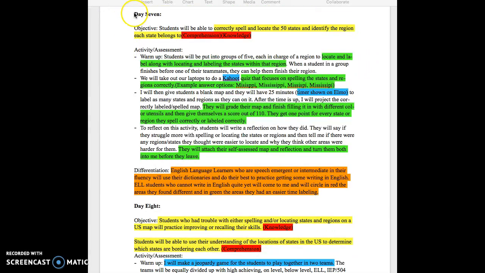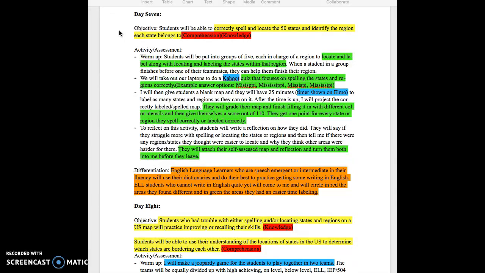So I scrolled down to day 7 because days 2 through 6 are so similar. They're just focusing in on a specific region and the states within it. So the objective for day 7 after they learned all that is that they're going to be able to correctly spell and locate the 50 states and then identify the region that each state belongs to.